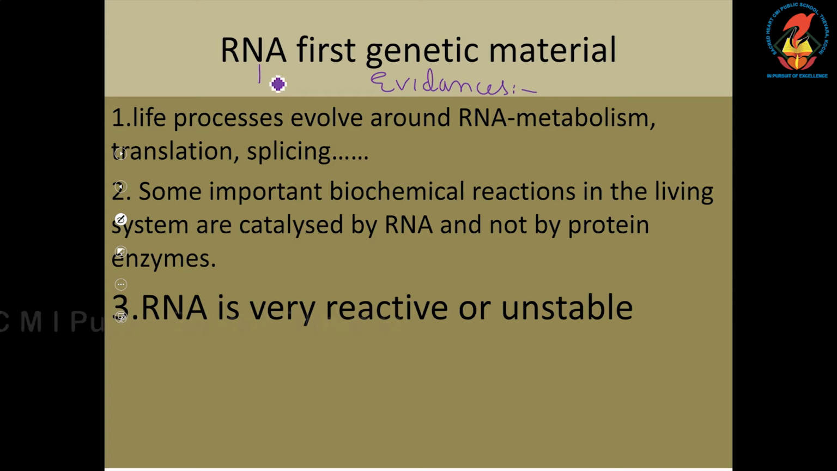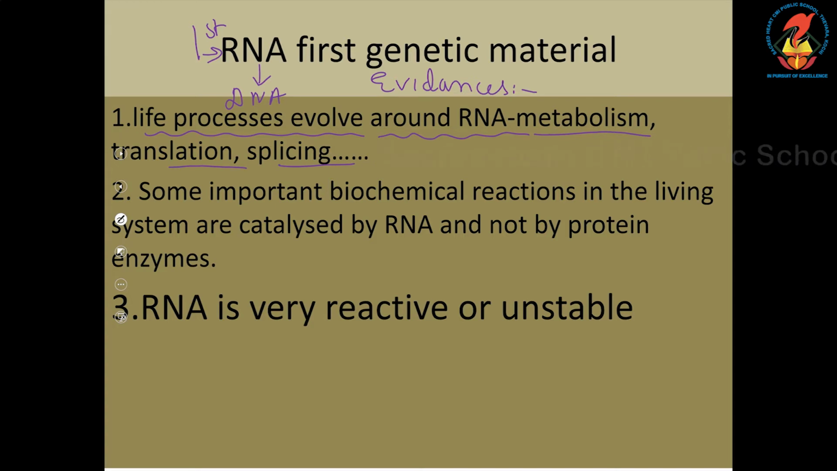So it is from the RNA that the DNA came. The first genetic material was RNA, and later only DNA evolved. The first reason to prove it: life processes evolve around the RNA. Many life processes, like metabolism, translation, splicing, etc., all depend on RNA.